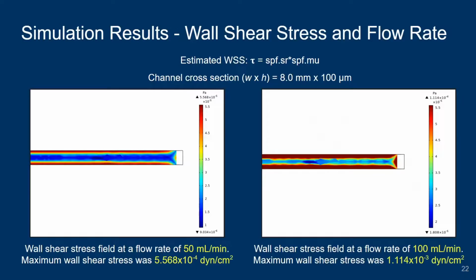For simulation Objective 1, these were the plots that were generated representing the channel cross-section. In the first figure, there's a flow rate of 50 milliliters per minute, which yielded a maximum wall shear stress of about 5.6 times 10 to the negative 4 newtons per centimeter squared. In the second figure, flow rate was doubled, and as a result, the maximum wall shear stress was doubled in comparison to the first figure. This shows that maximum wall shear stress and flow rate are directly proportional.